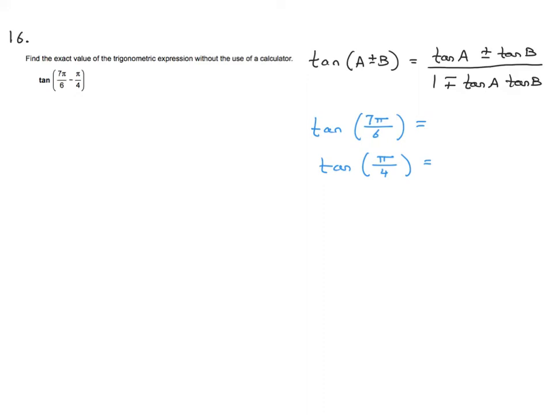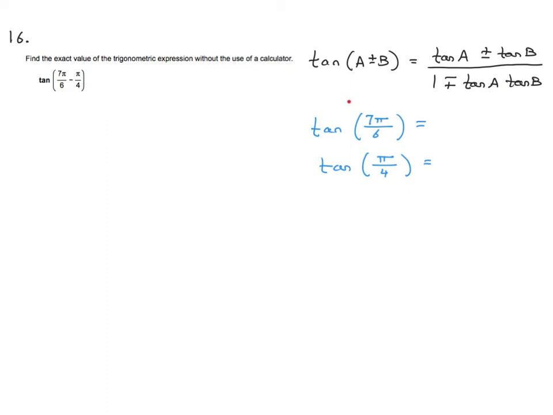For this problem, we want to figure out tangent of 7 pi over 6 minus pi over 4. To do this, we're going to use the sum difference formula for tangent. Here, A is equal to 7 pi over 6, B is equal to pi over 4. So a good starting point would be, well, what is tangent at these two angles?